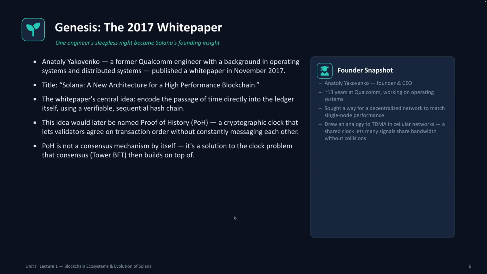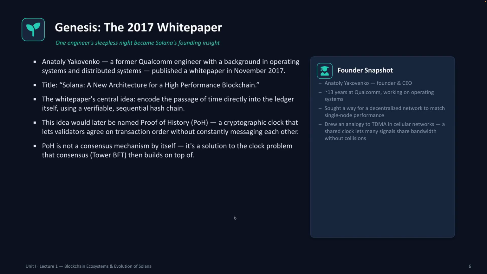Genesis of the Solana blockchain. One engineer's sleepless night became Solana's founding insight. Anatoly Yakovenko published a white paper in November 2017. The title of the white paper was Solana, a New Architecture for a High-Performance Blockchain.